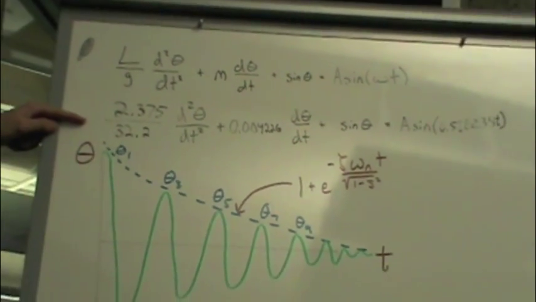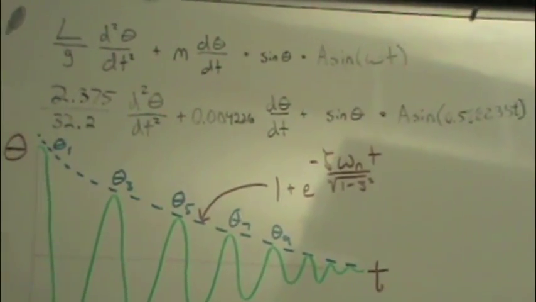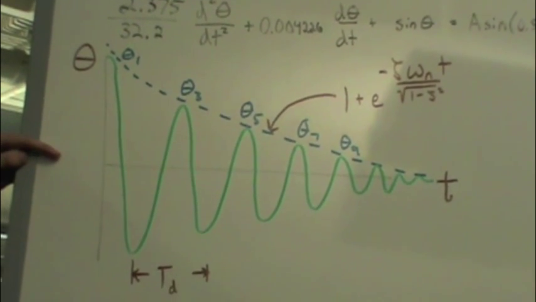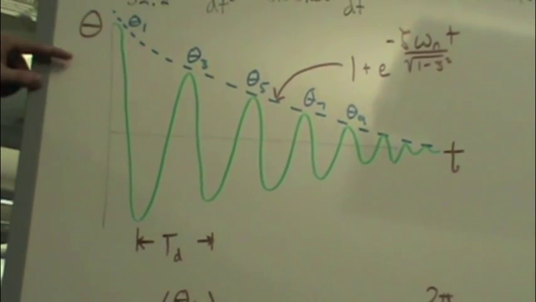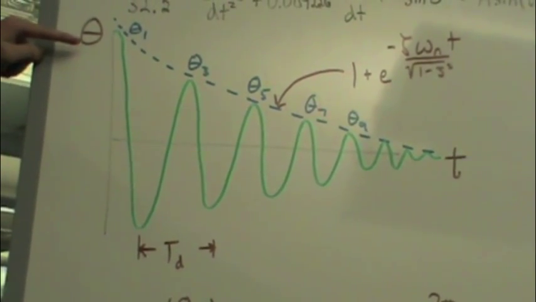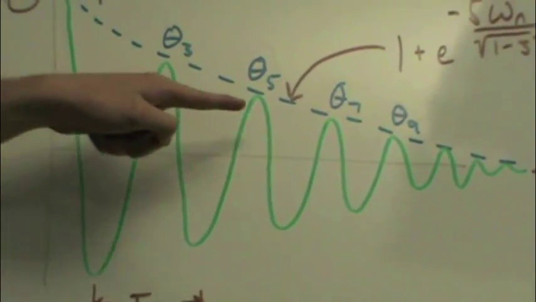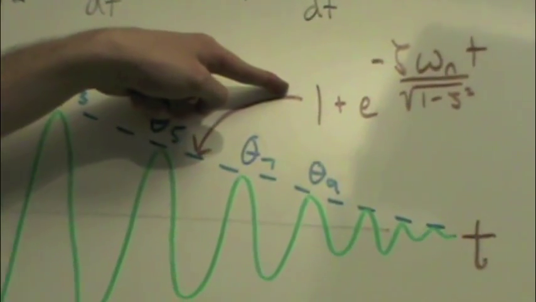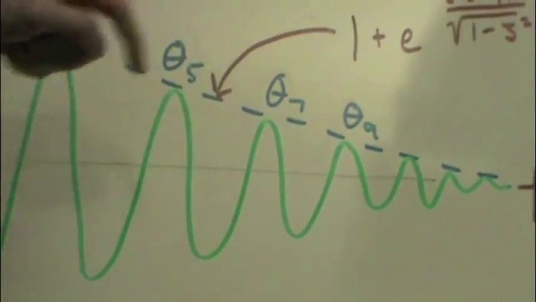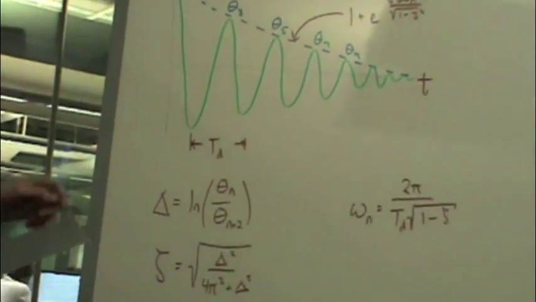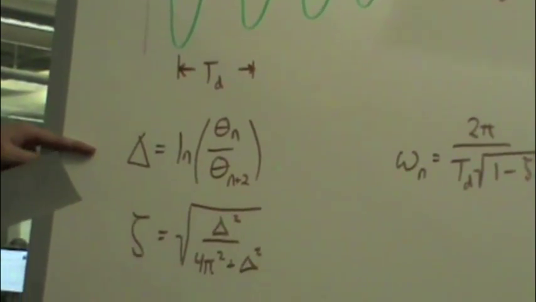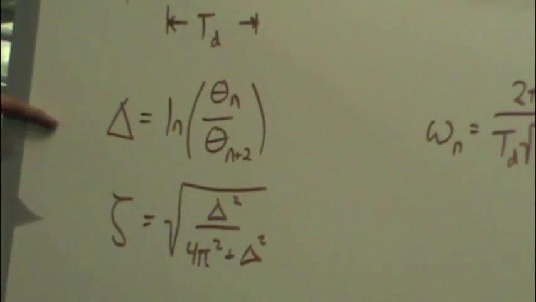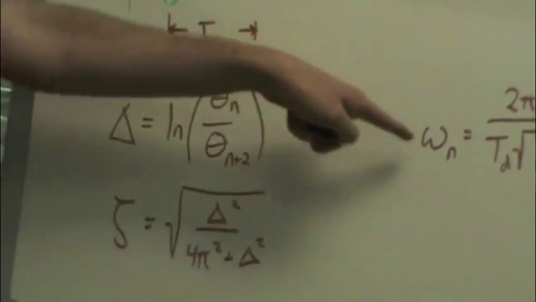This is that same equation with all the constants plugged in. This is the damped sinusoidal response of the pendulum. These are the peaks we use to calculate delta in order to find the dampening ratio. This is the exponential function used to describe the dampening of the system. We use these equations to calculate delta, the dampening ratio, and the natural frequency.